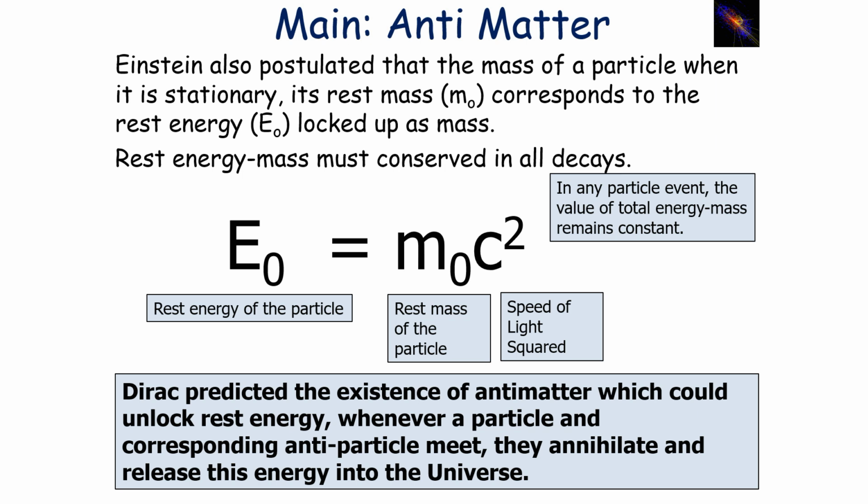Now, Paul Dirac predicted the existence of antimatter, which could unlock rest energy, so whenever a particle and a corresponding antiparticle met, they would annihilate and release this energy into the universe.